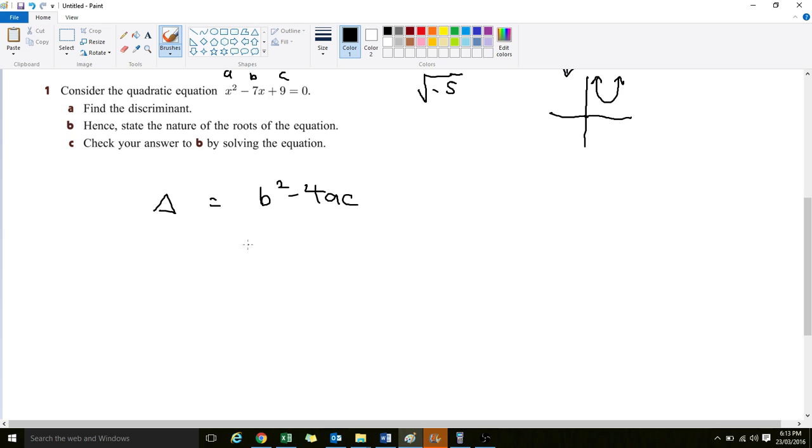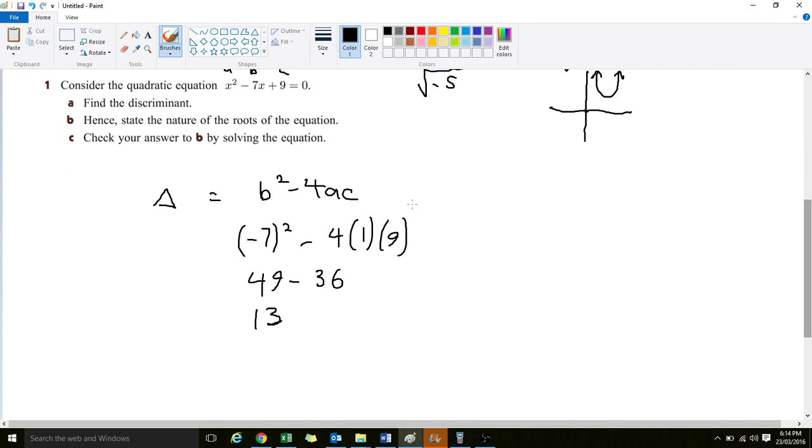So b is -7, so we have -7 squared, take 4 times a, which is 1, and c, which is 9. Let's calculate this. -7 squared is 49, take away 4 times 1, which is 4, times 9 is 36. So we have 49 take 36, which is equal to 13. Now, 13, which piece of information? We found the discriminant. That's part A done. The discriminant is 13.